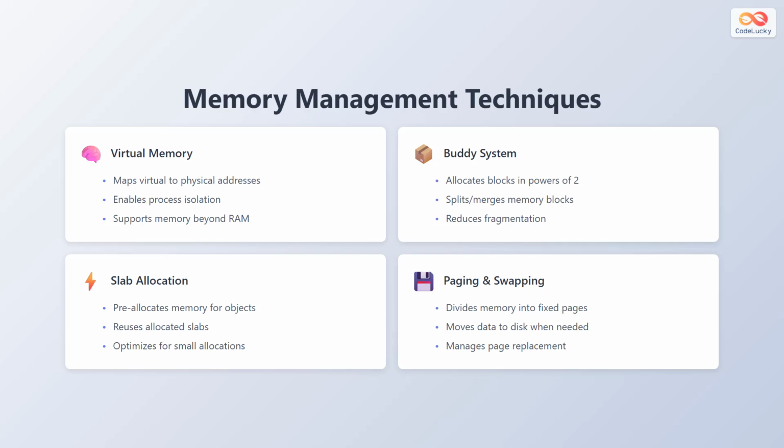The kernel uses several advanced techniques to manage memory. Virtual memory creates a larger memory space than physically available by using disk storage. The buddy system allocates memory in chunks that are powers of 2, which reduces waste. Slab allocation pre-prepares memory blocks for frequently used objects, making allocation faster. Paging divides memory into fixed-size pages and can move pages to disk when RAM is full. These techniques work together to provide efficient memory management.